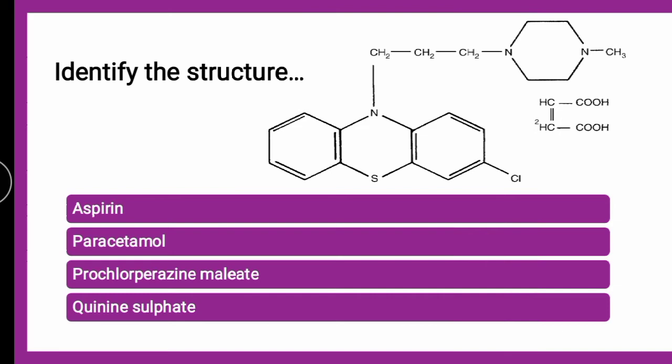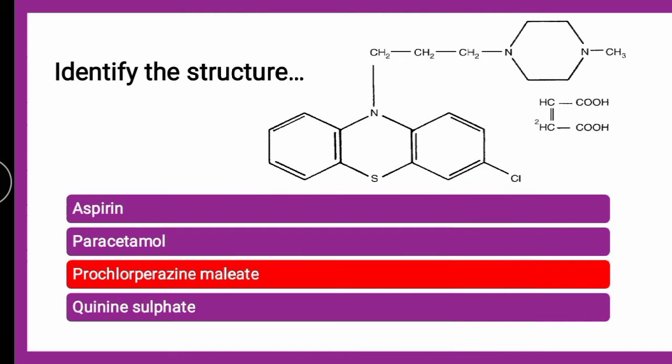As you all know, in the laboratory we perform different identification tests, some of which are spectroscopic techniques like IR, or color reactions or precipitation reactions. Along with performing the tests, we also study various organic compound structures, their category, dosage form, brands, etc. So here, the given structure, whether it is aspirin, paracetamol, prochlorperazine maleate or quinine sulfate, the correct answer is prochlorperazine maleate.